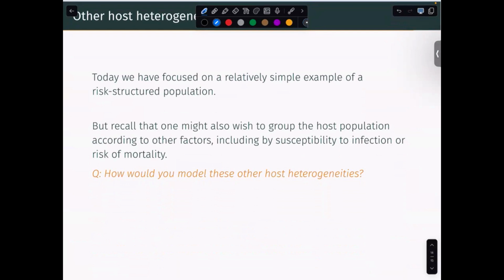I just wanted to say a final note about how this is a very simple example, obviously, of a risk structured population, just to introduce these ideas to you, and that this is not the only type of host heterogeneity. We talked about other types of heterogeneity in terms of things like susceptibility or risk of mortality. So I just wanted to finish by thinking about what they look like. So think about maybe our susceptibility. What might that look like if we have heterogeneity in that instead? Well, this is still going to be our beta term.